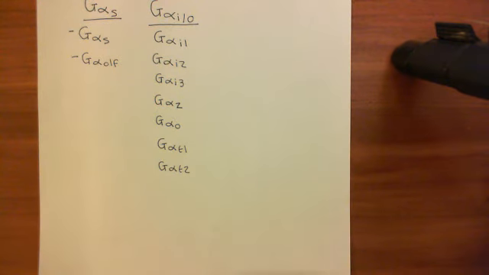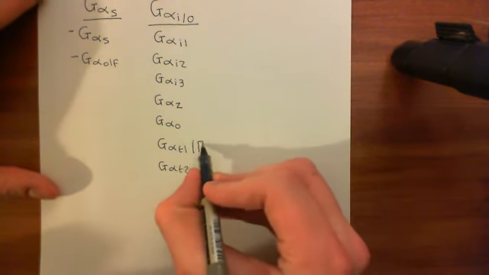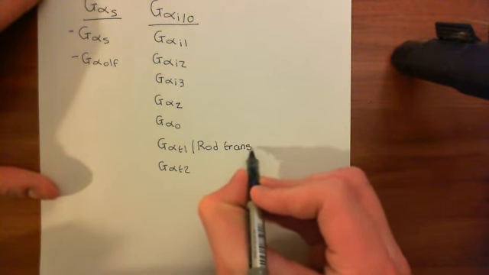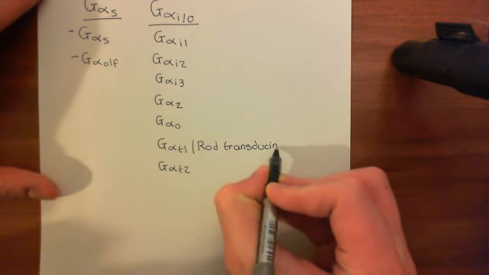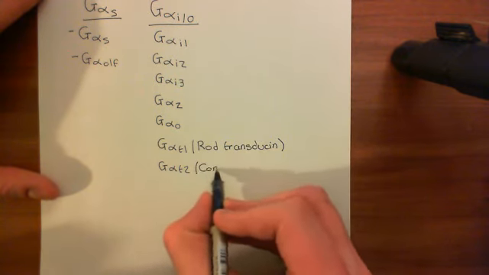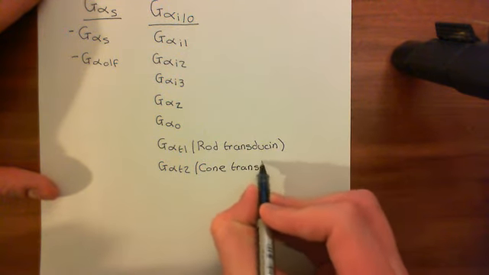Now the alpha subunit of transducin in rod cells is the G alpha T1. So this is the alpha subunit of rod transducin. And the alpha subunit of transducin in cone cells is G alpha T2. So this is cone transducin alpha subunit.